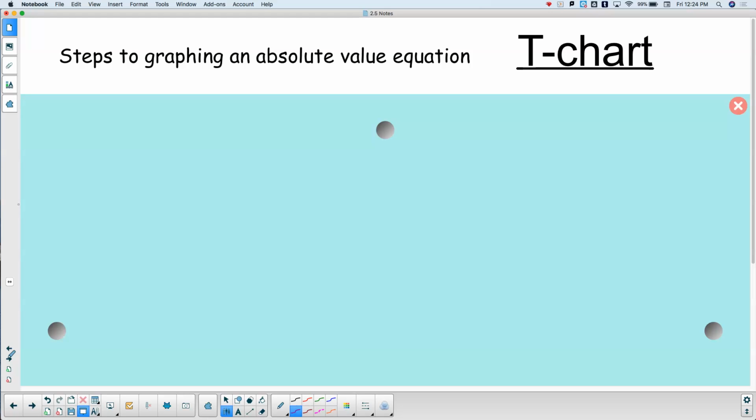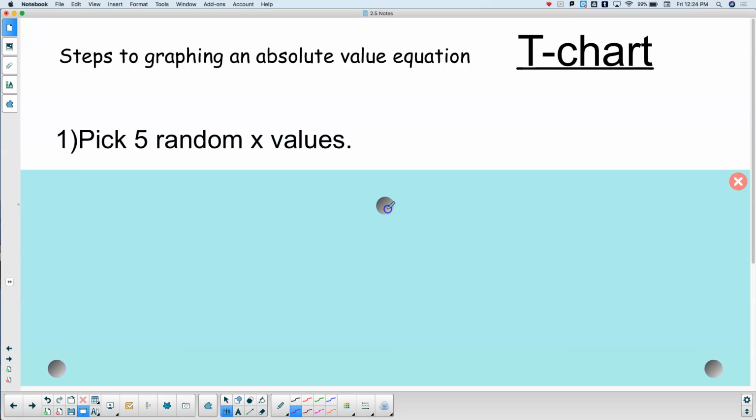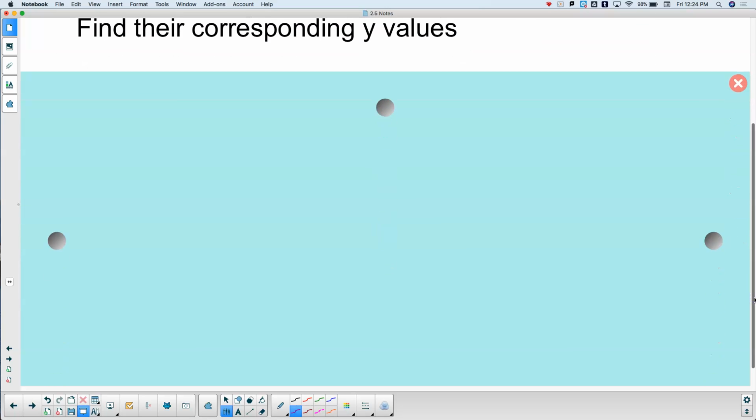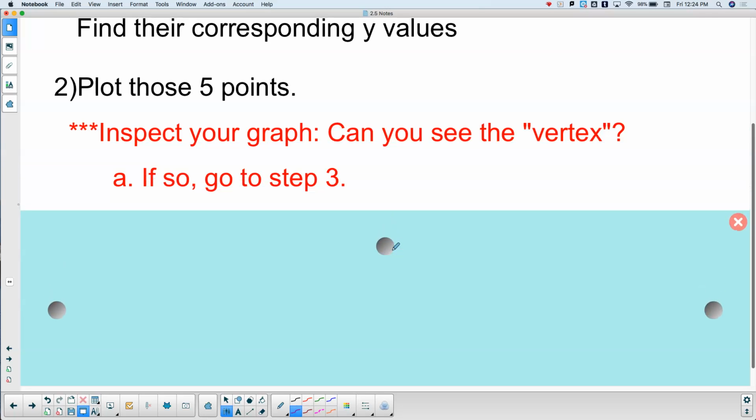If you are going to follow along with the mathematical way, then the first thing you are going to do is pick 5 random x values. You're going to plug those 5 random x values into your absolute value function, and then you're going to get the 5 corresponding y values. Mathematical. You got to put 5 numbers in. Then you are going to go to your graph and plot those 5 points. And you need to look at those 5 dots that you have on your graph and ask yourself, can I see where the vertex is?